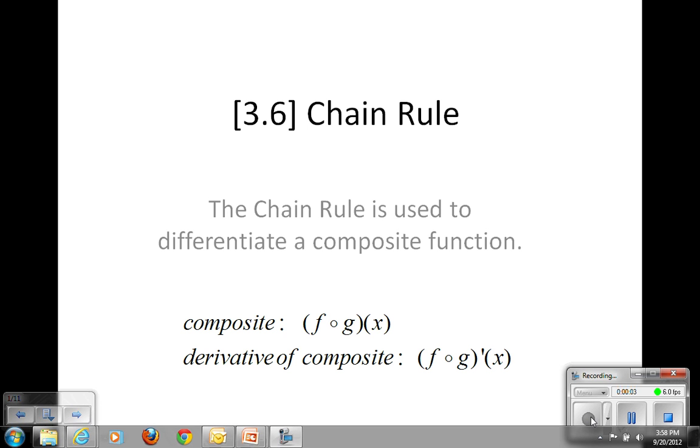Hi everybody, we're doing 3.6 chain rule. This is Miss Rosita. So chain rule is basically a function you're using to differentiate a composite function.